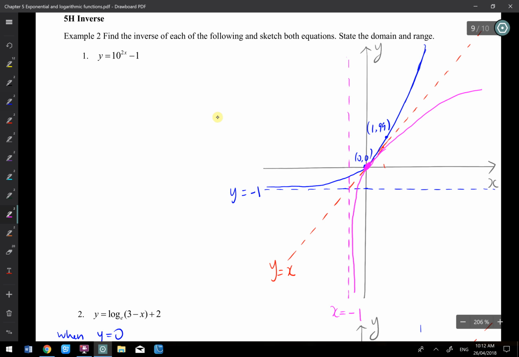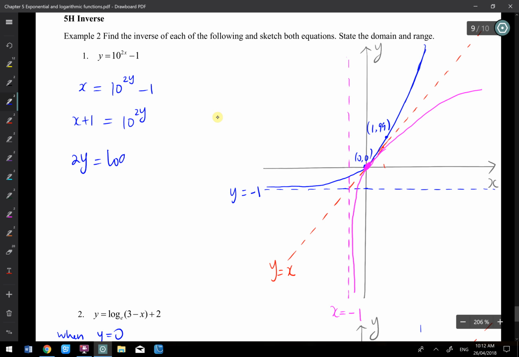If we solve for the inverse, we swap x and y. x plus 1 equals 10 to the power of 2y. 2y equals log base 10 of (x plus 1). And y equals 1/2 log base 10 of (x plus 1). So this blue one is y equals 10 to the power of 2x, minus 1. And this pink one is y equals 1/2 log base 10 of (x plus 1).